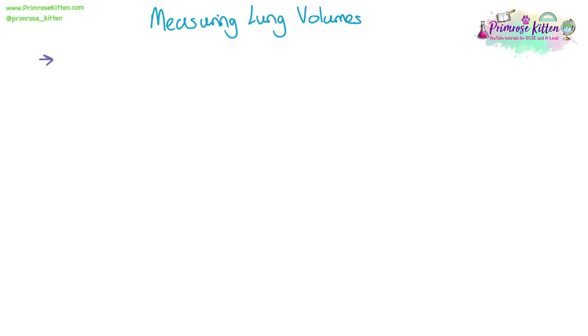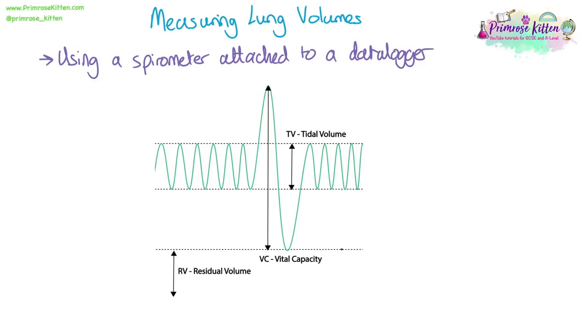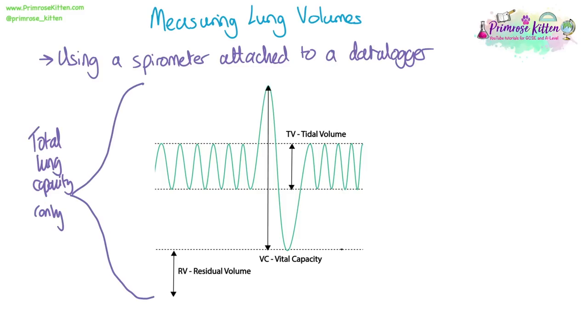Measuring lung volumes. We can measure lung volume using a spirometer attached to a data logger. The whole of this graph, so the vital capacity and the residual volume, represents the total lung capacity. However, only vital capacity can be measured with the spirometer. Residual volume cannot be measured with the spirometer.